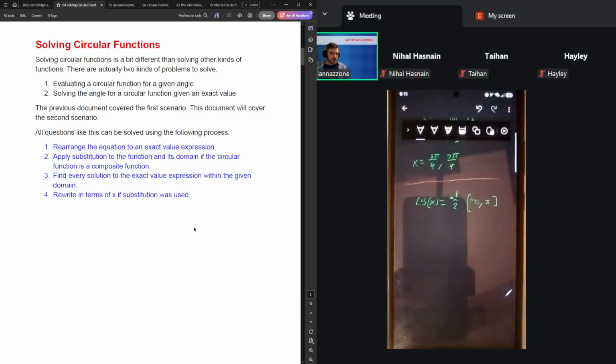Already we have our exact value expression. Circular function cos is on its own, and one of the unit circle values is on the other side. And that's a simple one. There's just x in the brackets, so we don't have to do step 2. Step 3, where on the unit circle do we get cos equals -1/2?